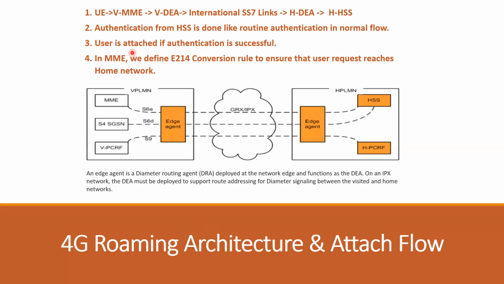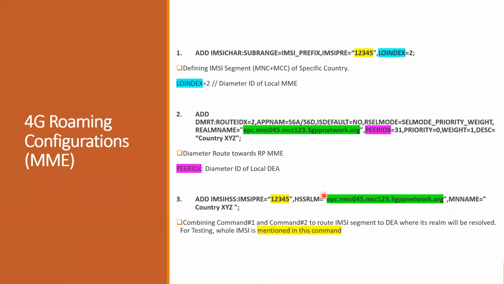Again, a conversion rule needs to be defined in order to ensure that your MNC and MCC is replaced by a TT. So this edge agent is a diameter routing agent, which is also called a DRA, which is deployed at the network edge and functions as a DEA. On an IPX network, the DRA is deployed to support routing and addressing for diameter signaling between the visited and the home network, right?